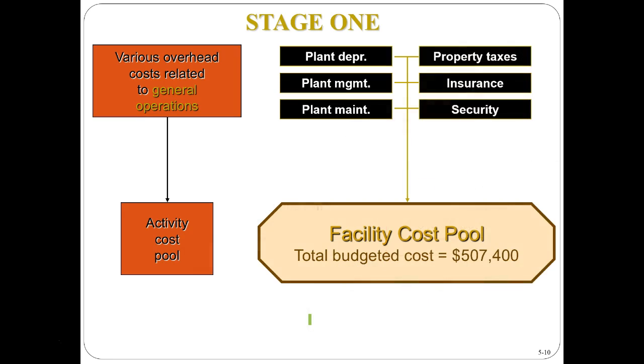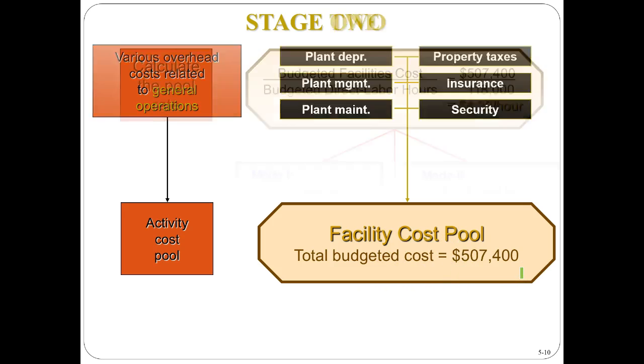Then we're going to look at various overhead costs related to general operations, the activity pool: plant depreciation, plant management, plant maintenance, property taxes, insurance, security. So this is all the stuff that's really pretty broad kind of stuff. And so that's the facility cost pool. And we came up to 5074.